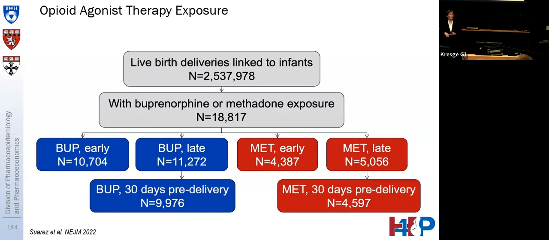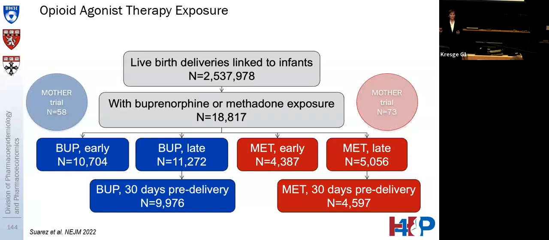Going to the numbers, we start with a cohort of about 2.5 million linked pregnancies. And then, depending on what the exposure window is, we had about 10,000 buprenorphine exposed pregnancies and about 5,000 methadone exposed pregnancies. And this is really where these databases shine, right? So compare that to the randomized controlled trial, the MOTHER trial, where we had 58 buprenorphine exposed pregnancies and 73 methadone exposed pregnancies.